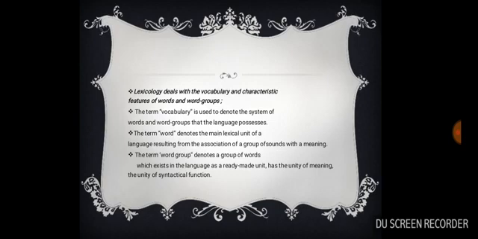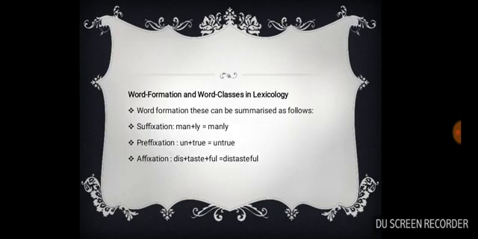Word formation and word classes in lexicology. Word formation can be summarized as follows. Suffixation, the formula is man plus ly is manly. Prefixation, the formula is un plus true being untrue. Affixation, the formula is dis plus taste plus ful being distasteful. Prefixes, we add prefixes before the base or stem of a word.